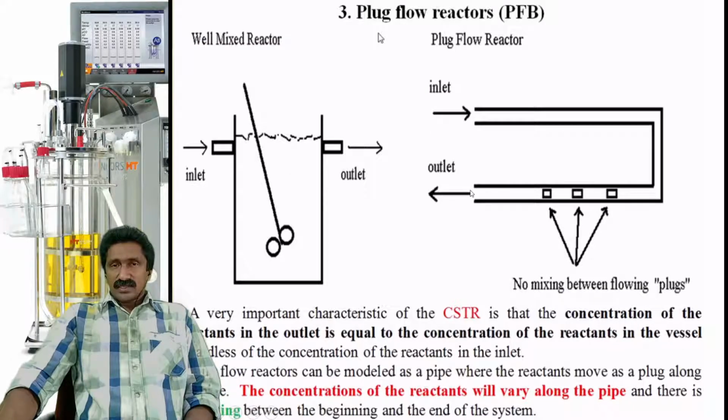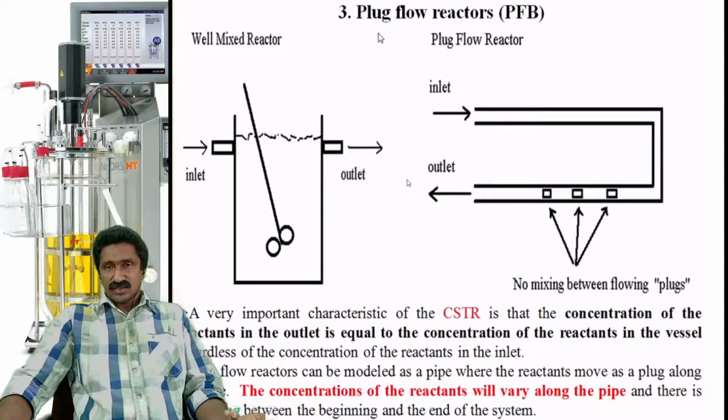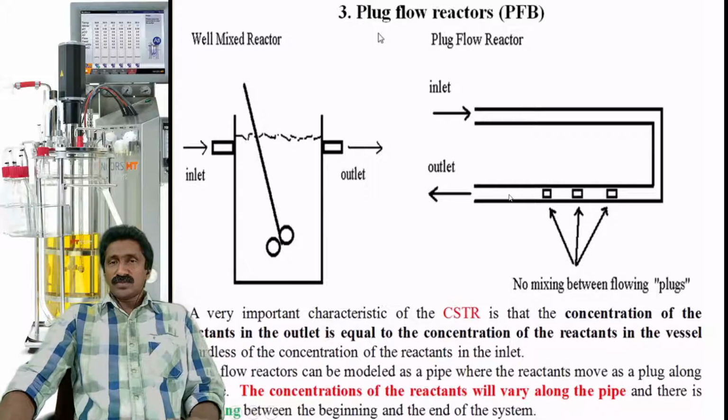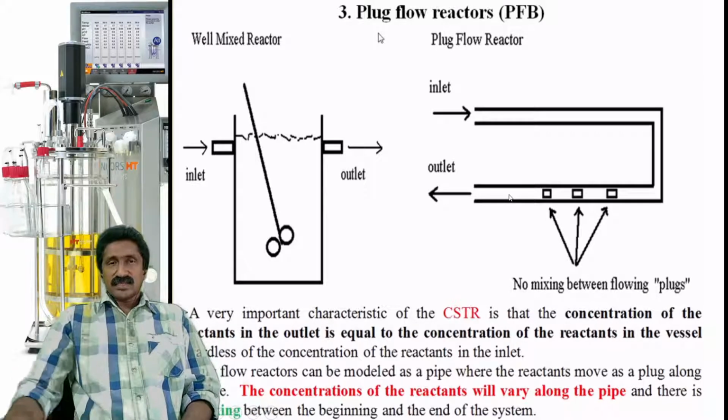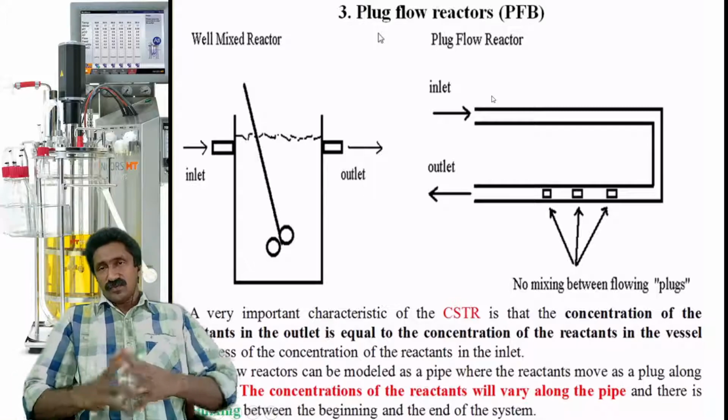So the outlet will have another concentration. It means the substrate or reactant concentration at this point may be high, then low, again low, and when we come to the outlet, we'll have another concentration of the product. So there is no uniform distribution of reactants as in a stirred tank reactor, in the case of a plug flow reactor.